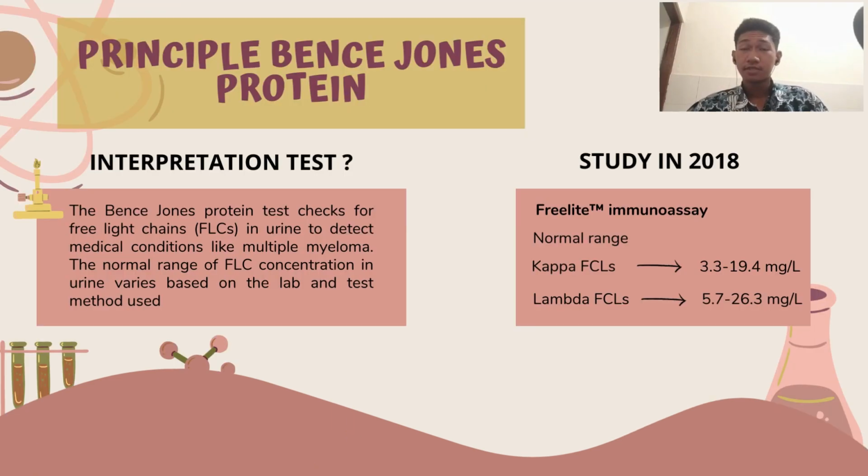Principle of Bence-Jones protein. The Bence-Jones protein test is to check for certain proteins in urine that can indicate a medical condition like multiple myeloma. The normal range of this protein in urine can vary depending on the lab test and the test method used. A 2018 study found that the normal level for this protein ranges from 3.3 to 19.4 mg per liter for one type called kappa, and 5.7 to 26.3 mg per liter for another type called lambda, and levels may also be higher in older people.